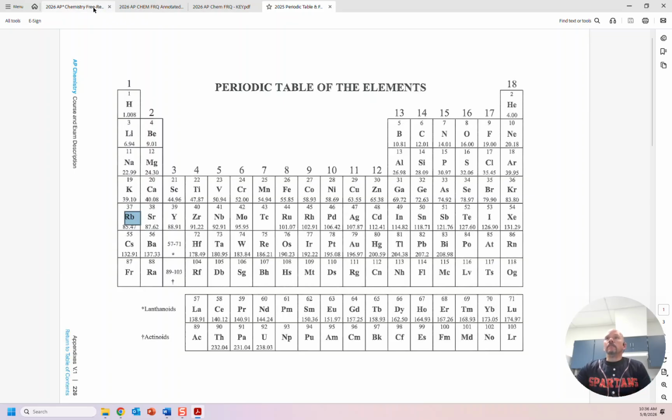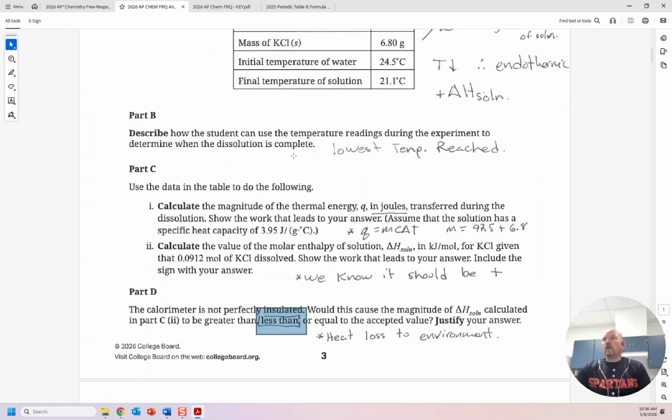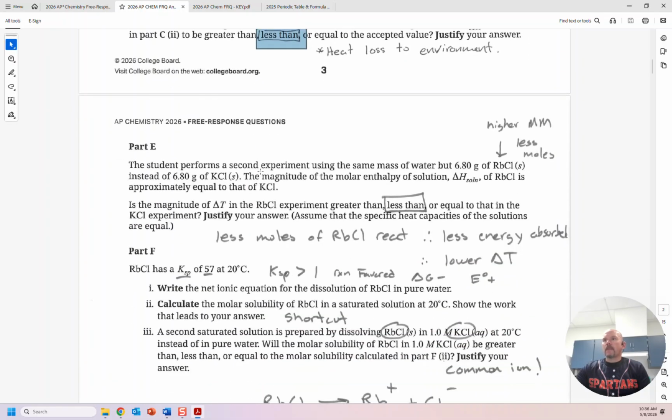Okay. So here I just said, oh, rubidium chloride has a higher molar mass. So if we use the same mass, we're actually using less moles. Okay. So is the magnitude of delta T when that many grams of rubidium chloride dissolves going to be greater than, less than, or equal to the KCl experiment? It's going to be less than, because less heat is going to be absorbed because less moles are going to react. Same amount of grams, but it's less moles, right?